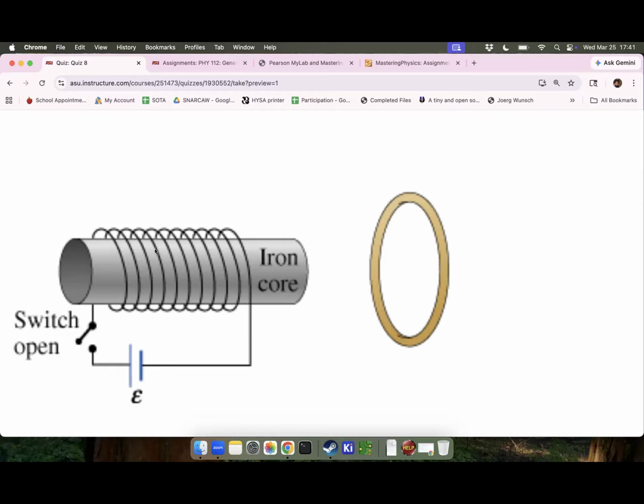I start with the battery, the switch open, no electricity flowing. Now the battery starts flowing electricity out the positive end. Which direction is the current circulating? From my perspective, the current is circulating up the back, out the top, down the right, in the front, in the bottom. That's this sense. That's clockwise from my perspective. The field from the primary coil is to the right.